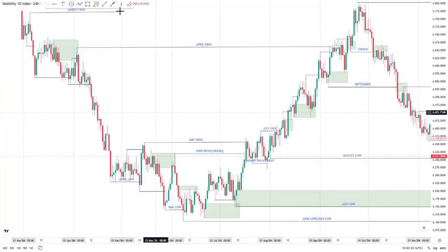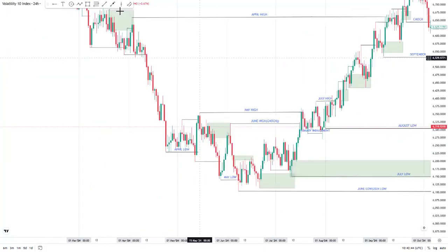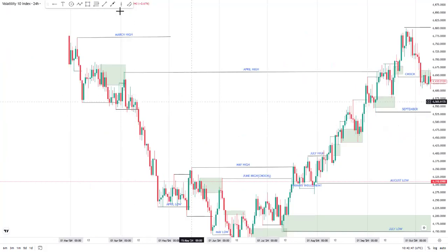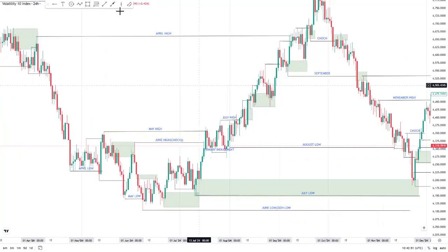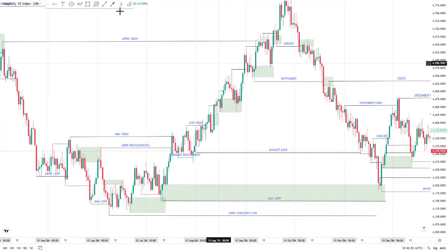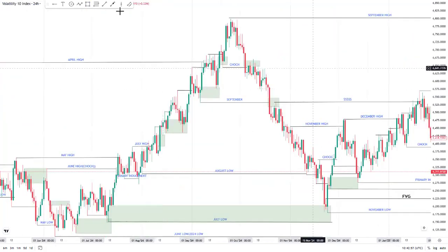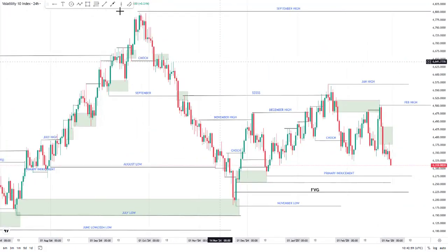Market structure, fair value gaps, order blocks. So that's it, guys. It's quite simple. So this was V10, right? This was V10, the Volatility 10 Index. I showed you on the one second chart. So it will be easy when you go to lower time frames.